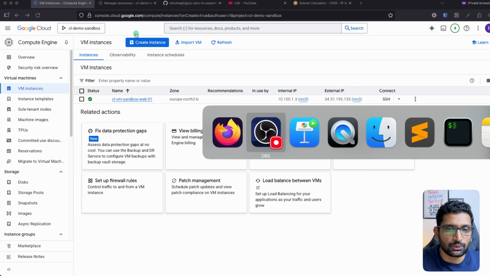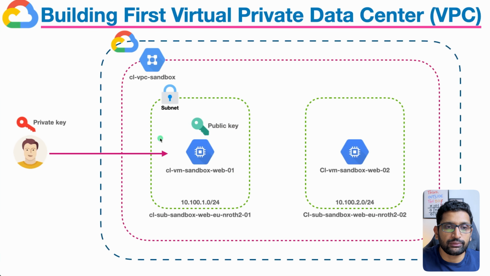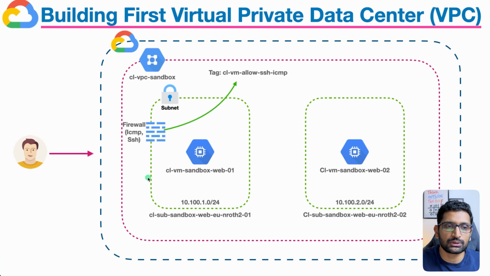So if I take a look at our diagram once again, private key, public key we have done, we have set up the virtual machine. The next thing is about accessing this particular virtual machine. Here you can see this is a firewall rule we need to create, and this firewall rule will allow ICMP for ping and SSH for accessing this virtual machine. So these are the rules we need to first of all create in the firewall, and after creating that particular rule, we need to assign a tag to that particular firewall rule.